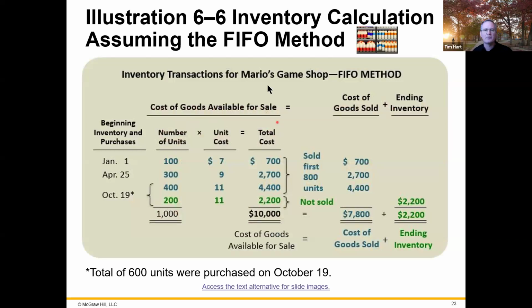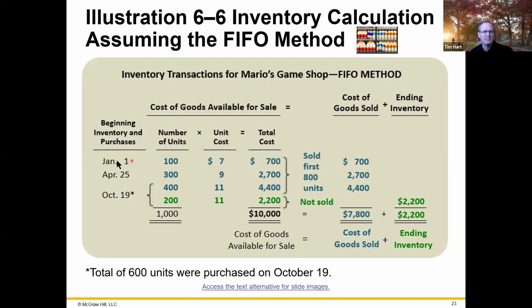Okay, so if we're looking at Mario's Game Shop again, using the FIFO method, that milk method, we're going to keep things fresh. Probably not really the fresh need for this, but it's just the accounting method we're using. Again, it doesn't have to align with the actual reality for them.